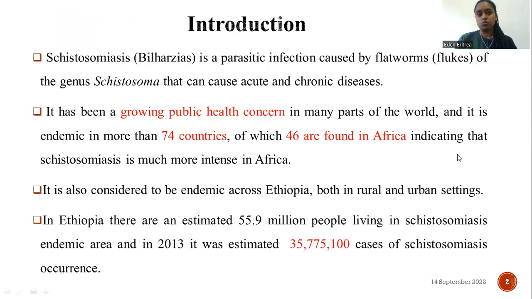When we come to the introduction, schistosomiasis, also known by its generic term Bilharzia, is a parasitic infection caused by flatworms of the genus Schistosoma. It can cause acute and chronic disease, and it's a growing public health concern in many parts of the world. It is estimated to be endemic in more than 74 countries, of which 46 are in Africa, which indicates that this disease is much more intense in Africa. It's also considered endemic across Ethiopia, in both rural and urban settings, and an estimated 55.9 million people live in schistosomiasis endemic areas in Ethiopia.